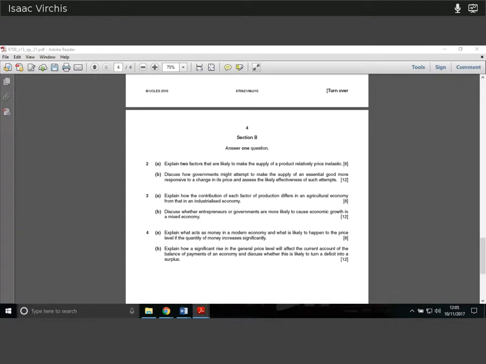Question B here is asking you to discuss whether entrepreneurs or governments are more likely to cause economic growth in a mixed economy. This is quite a tricky question actually, because in a mixed economy you've got government on the one hand and private markets on the other, and we've got to think about which one's likely to cause more economic growth. This is the crux of the economic debate over the last 20 years: how does the government play a role in causing growth, but also not stifle business and innovation? So in a mixed economy, it's expected that both contribute to economic growth.